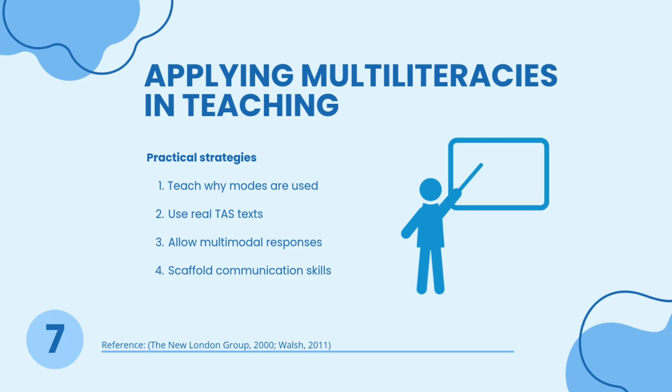Applying multiliteracies in teaching and learning. Multiliteracies can be incorporated into teaching and learning practices in several practical ways. First, teachers can explicitly teach why certain modes are more effective than others in different situations. For example, a diagram may communicate a process more efficiently than a paragraph of text. Second, we can use authentic disciplinary texts such as design briefs, plans, technical drawings, safety signs, tutorials, and digital portfolios.